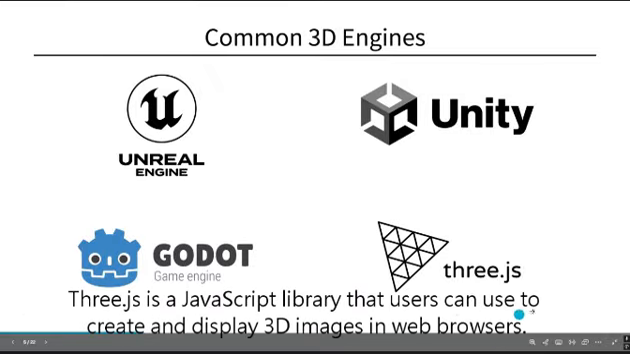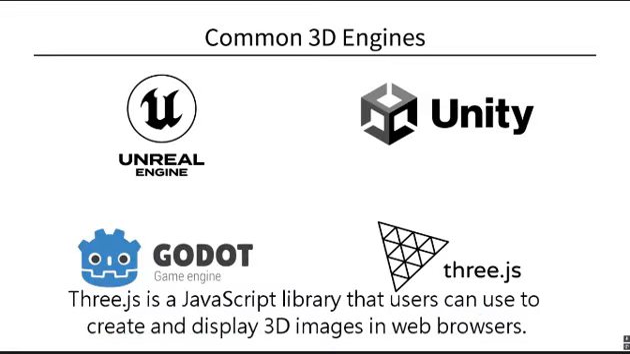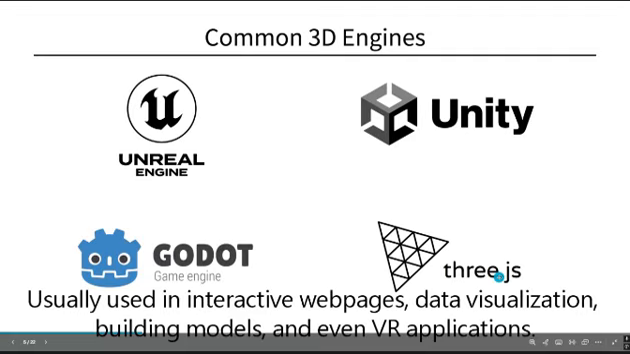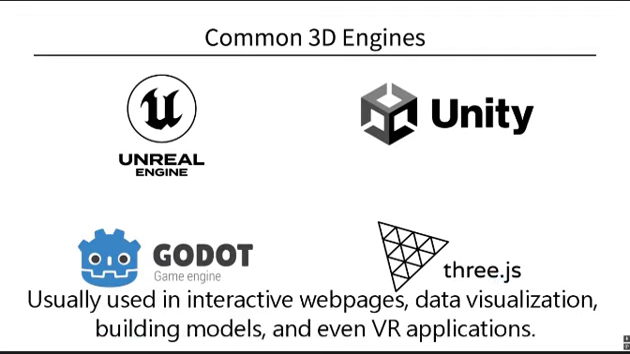And this, Three.js, is a JavaScript library that users can use to create and display 3D images in web browsers. It's usually used in interactive web pages, data visualization, building models, and even VR applications.